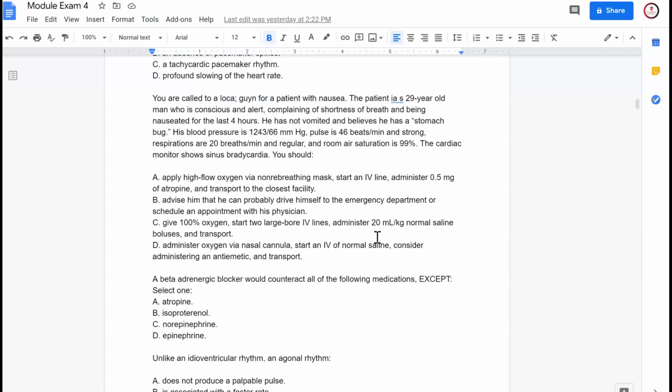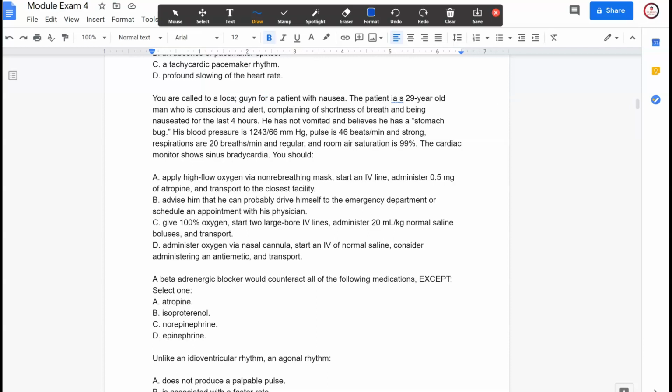All right, you are called to a local gym for a patient with nausea. Patient's a 29-year-old man, conscious and alert, complaining of shortness of breath and being nauseated for 4 hours. No vomiting, believes he has a stomach bug. His blood pressure is 124/66. Pulse is 46 and strong. Respiration is 20 breaths and regular. Room air saturation 99%. Cardiac monitor shows sinus bradycardia. What should you do? Apply high-flow oxygen by non-rebreather mask, start an IV line, administer atropine, transport.